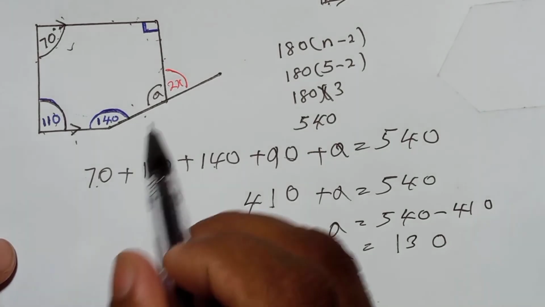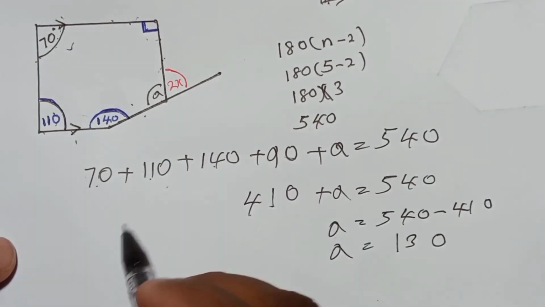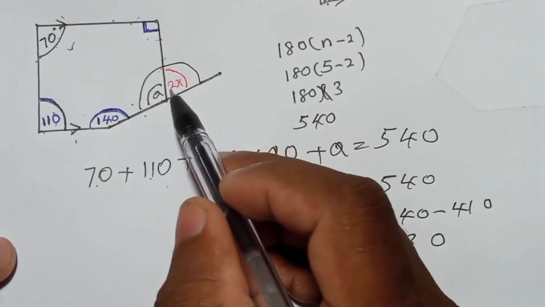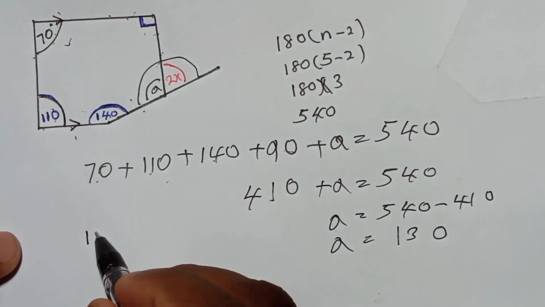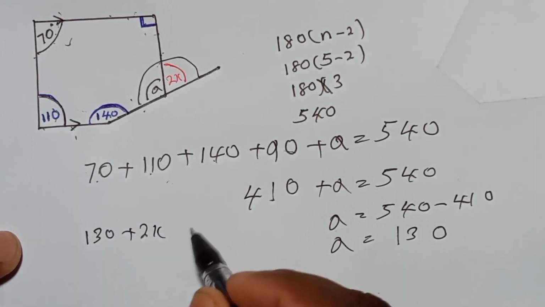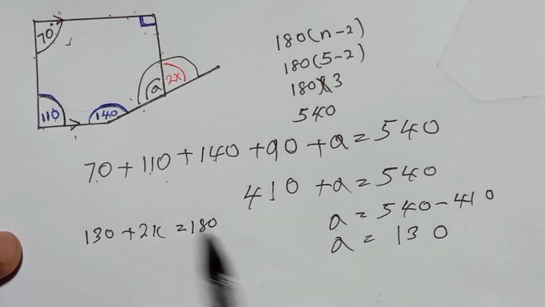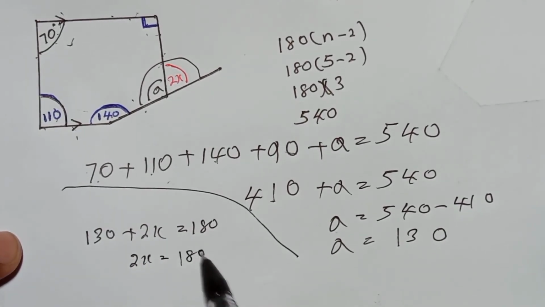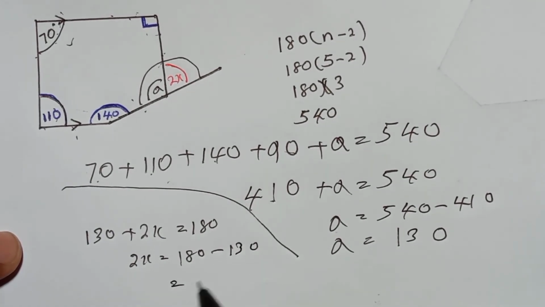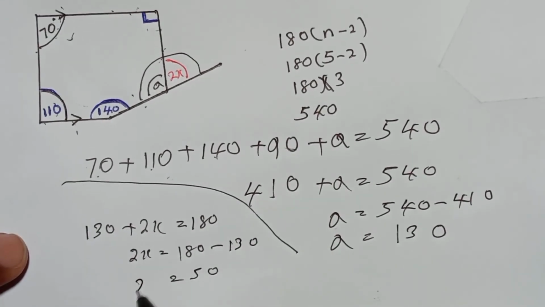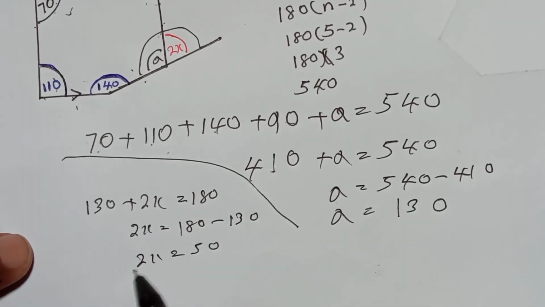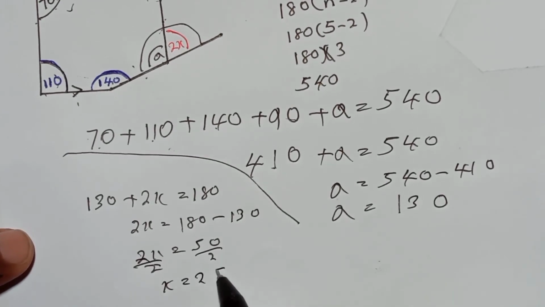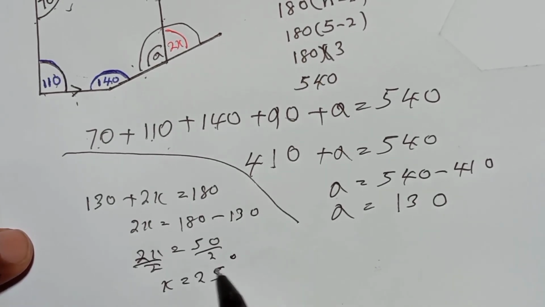130. Okay, then you know the final step: 130 plus 2x, this is angle on a straight line, right? These two angles are on a straight line, so you can find x. The 130 plus 2x will be equal to 180, angle on a straight line, no? So 2x equals 180 minus 130, which is 50, right? 2x equals 50, then both sides divide by 2, so you get the value of x equals 25 degrees, right?